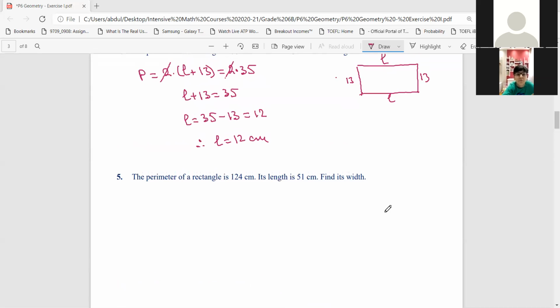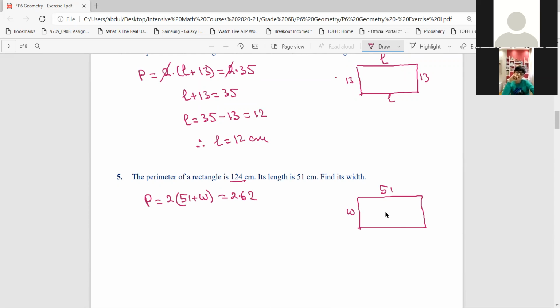Okay, next question. How about here? The same thing, right? Again, we are talking about a rectangle. And here length is given, it is 51. And width, we don't know. Again, perimeter is equal to 2 times length, it is 51, plus width, we don't know. So again, the perimeter is 124. We can write it as 2 times 62, right? This 2, it is gone. 51 plus W is equal to 62.